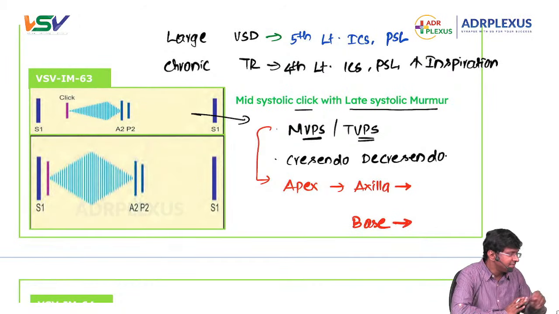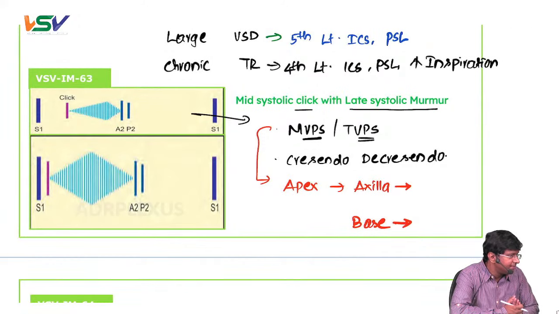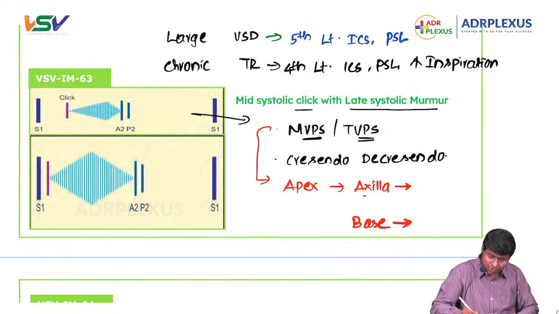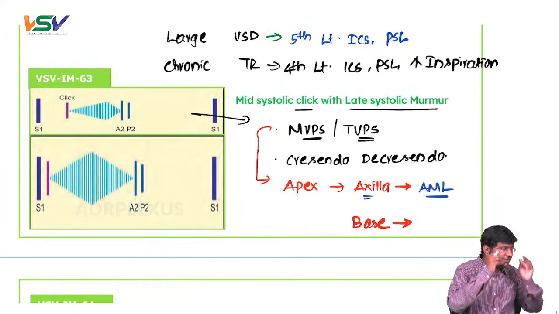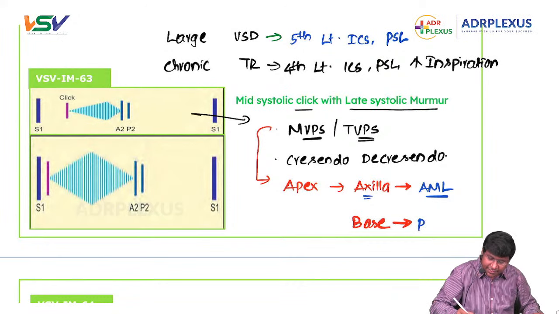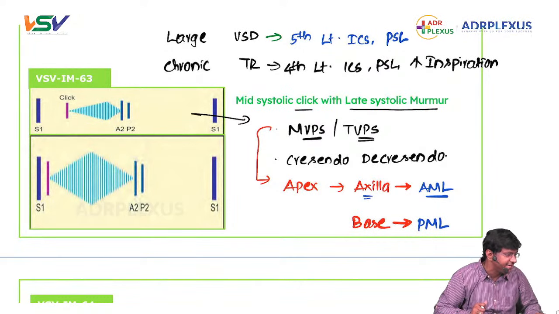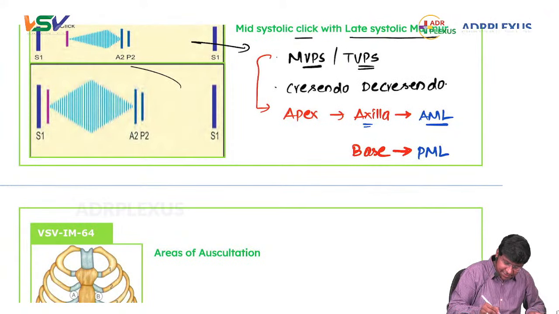Does the murmur radiate to the axilla or does the murmur radiate to the base of the heart? Very good. That is depending upon the leaflet. Excellent. So if the anterior mitral leaflet prolapses, the murmur will be radiating to the axilla. If the posterior mitral leaflet prolapses, the murmur will be radiating to the base of the heart. Okay, good.